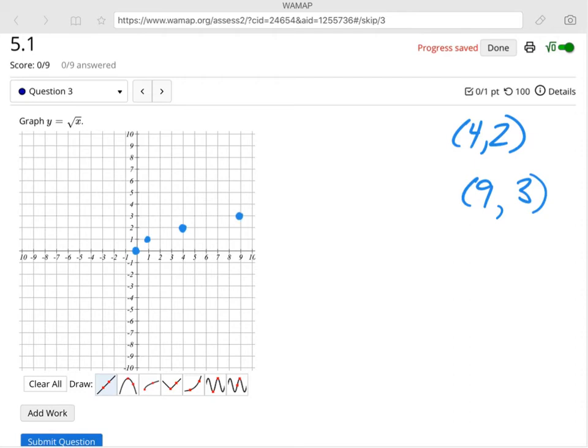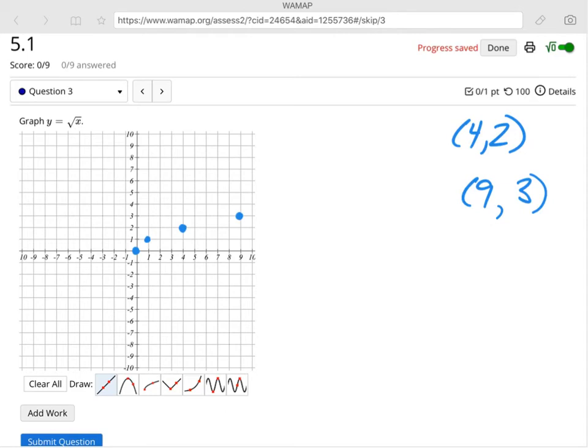All right, great. That's the positive side. What about the negative side? What if I next go to the square root of negative 1? What does that equal? Well, actually, this is a bit problematic because we cannot take the square root of a negative number.